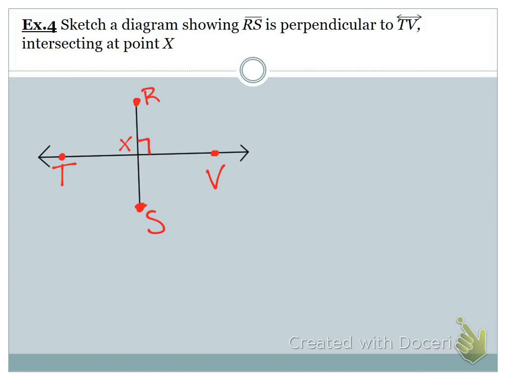X. They intersected at X. And I do like to put the dot. You don't have to at an intersection, but sometimes it's nice. This is not the only option for a sketch. The sketch could have somehow been turned or rotated. We could have had RS going side to side, TV going up and down. We could have made it at an angle. But however you have it, you should have them perpendicular, marked with a right angle box, intersecting at point X.